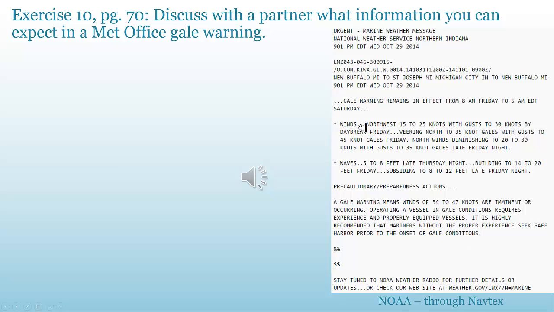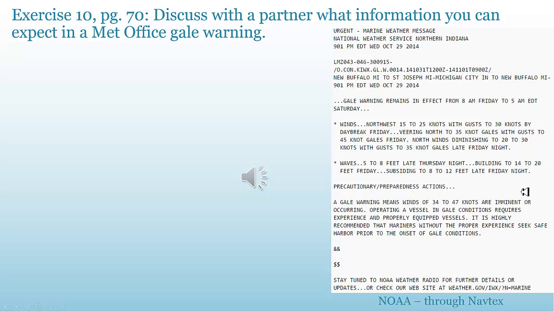So they're talking about winds in the NOAA. Northwest 15 to 25 knots with gusts to 30 knots by daybreak Friday. Veering, turning north to 35 knot gales with gusts to 45 knot gales Friday. And then in the future, north winds diminishing to 20 or 30 with gusts of 35 knots late Friday night. So they're giving an idea of what's going to happen in the next 12 to 24 to 36 hours. Okay, and then waves 5 to 8 feet late Thursday night, building 14 to 20 feet Friday, subsiding 8 to 12 feet late Friday.